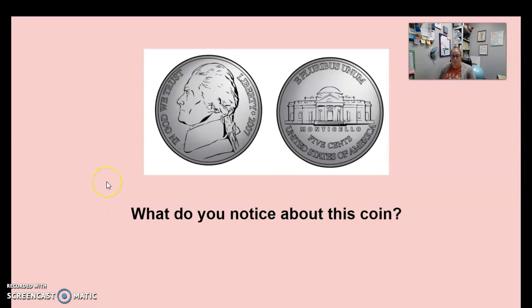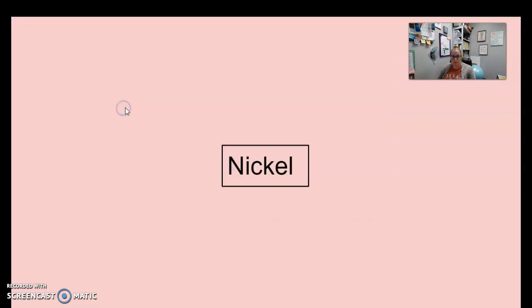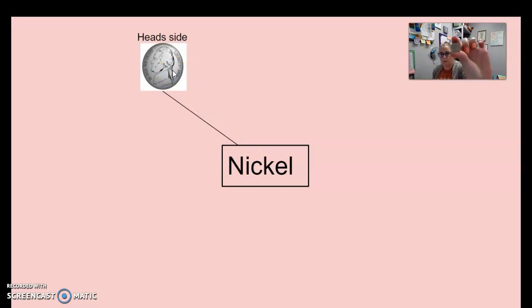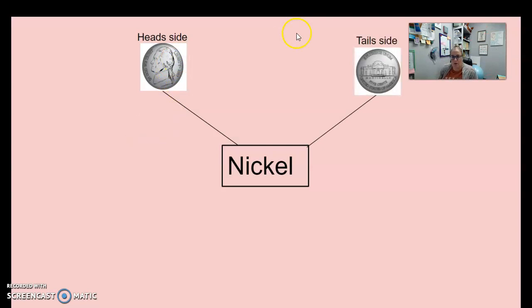All right, I hope you were able to really look at the nickel very closely. So today, just like we did yesterday, we're going to create a web. And we're going to write down everything that we see about this nickel. So our word is nickel. Can you say that word with me? Nickel. All right. So this is the head side. And remember, it has a picture of a man with his head. And there's a really big close-up. And we have our tail side. And on the tail side, we have a building.